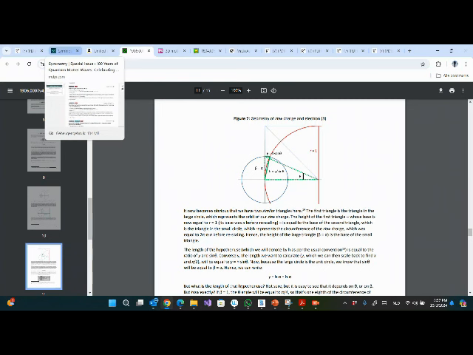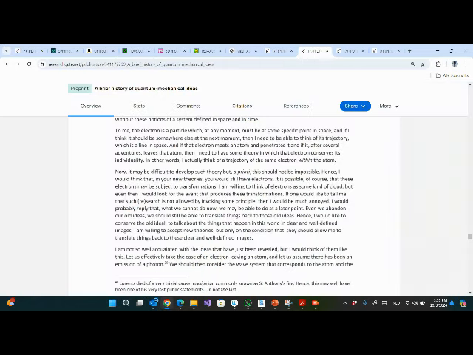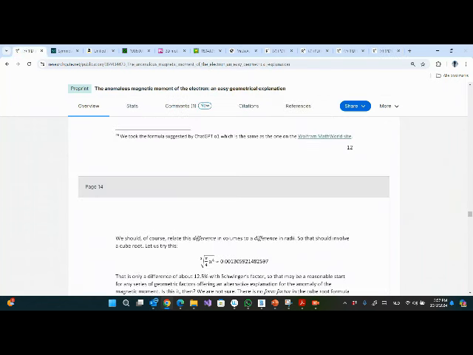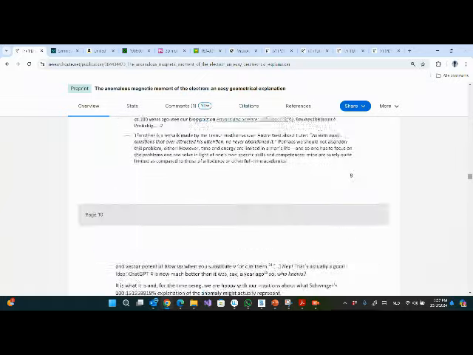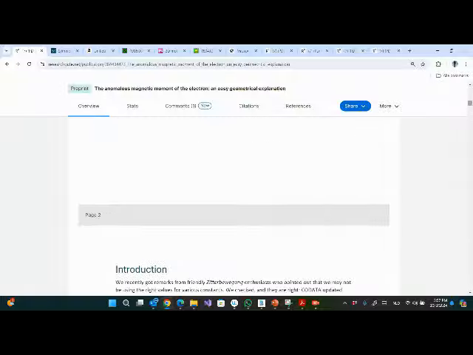Start talking about the paper I did. Maybe, I'm going to go back to the writings of some people I admire very much, academics, professional researchers who are trying to do the same as I do, but do it much more professionally. This anomaly, the anomalous magnetic moment of the electron, an easy geometric explanation. So I just wrote this paper. I finished it. I came back from a holiday.